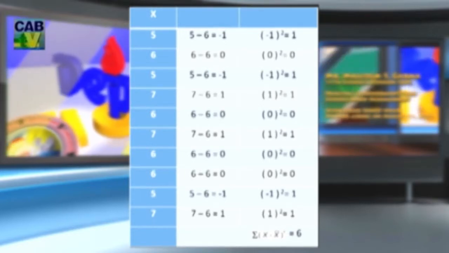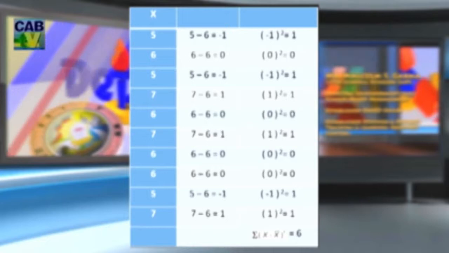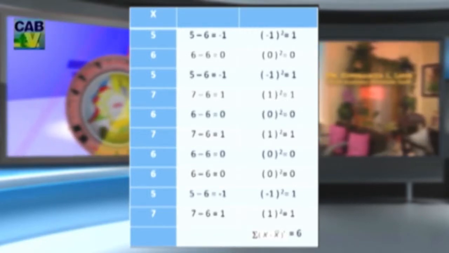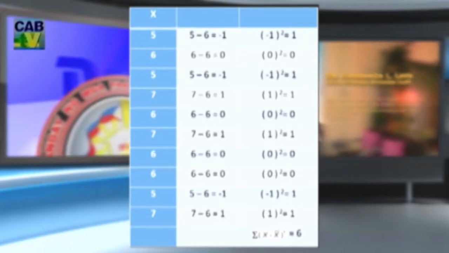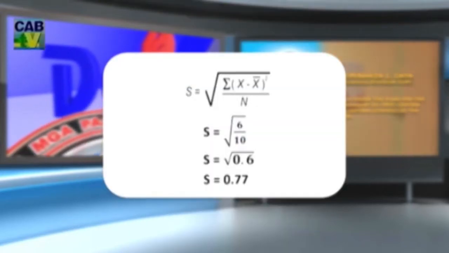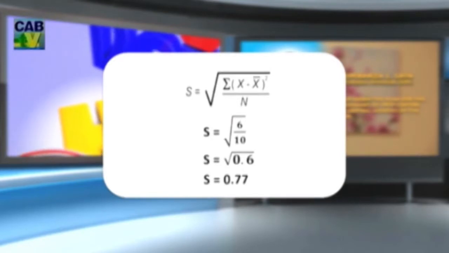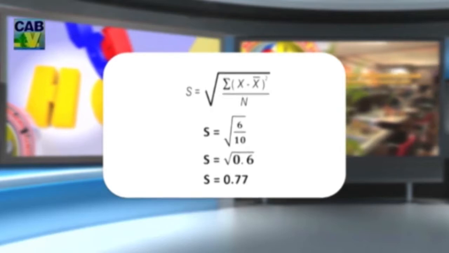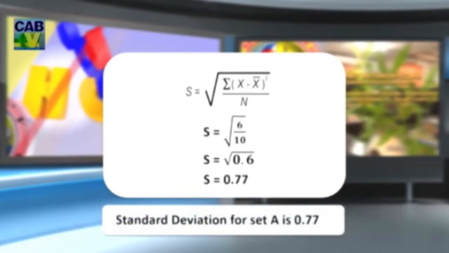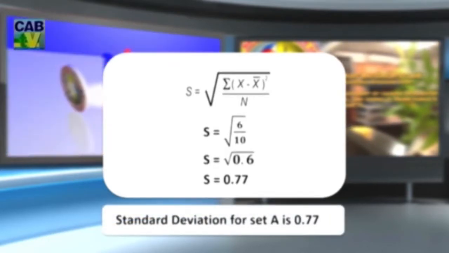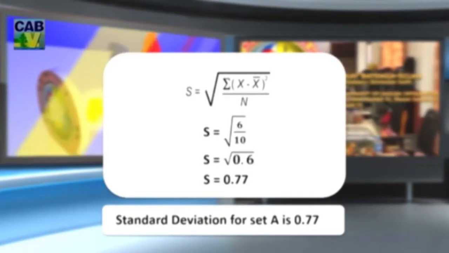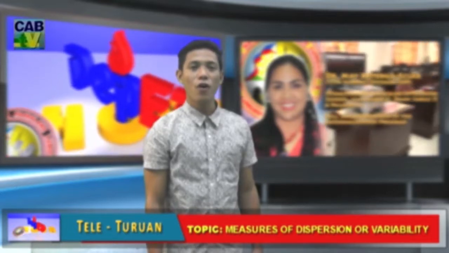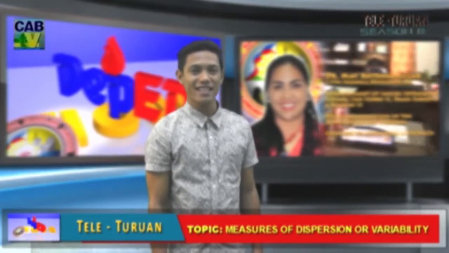Now, get the sum of the square difference. For set A, our sum is 6. Using the formula, square root of the quotient of 6 and 10 equals the square root of 0.6. And the standard deviation for set A is 0.77. You already know how to compute the standard deviation of an ungrouped data.